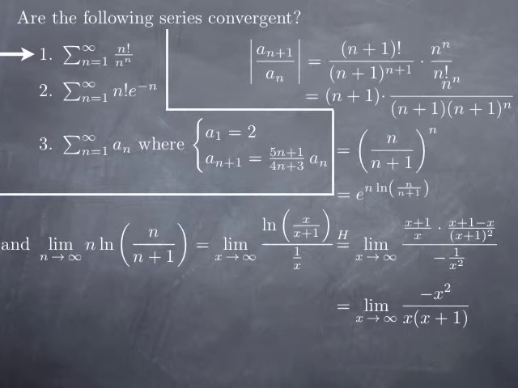At the top I have a polynomial of degree 2 and leading coefficient negative 1. At the bottom, a polynomial of degree 2 of leading coefficient 1. So the limit is negative 1 over 1, negative 1.